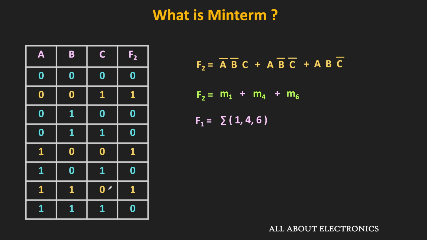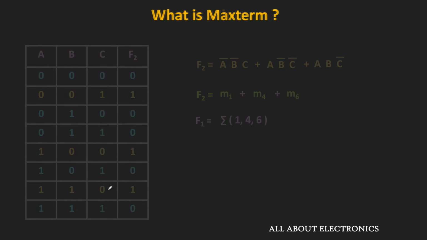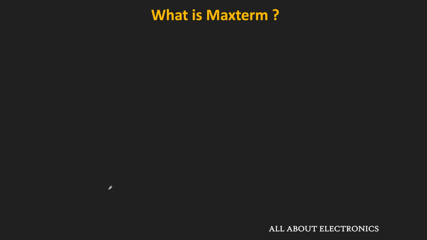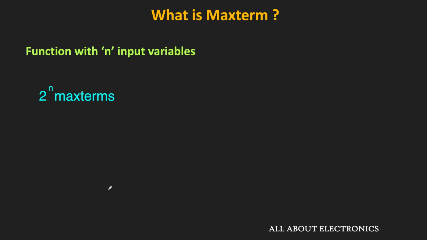So in this way, from the truth table, we can write the Boolean expression of the function in the form of minterms. Similarly, now let us see what is Maxterm. So if we have a function with n variables, then its Maxterm is the sum term which contains all the variables of the function, where the variables could be in the true form or in the complemented form. So for a function with n different variables, there are 2 to the power n different possible Maxterms.